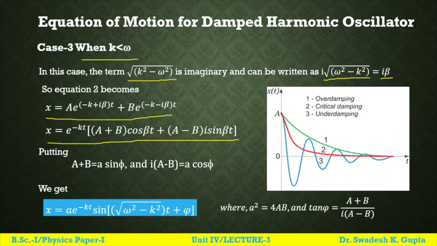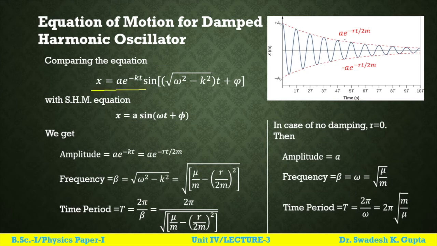Now putting a plus b is equal to A sin phi and i (a minus b) is equal to A cos phi, we will have a final equation in this form. Here A square is equal to 4ab and tan phi is equal to (a plus b) upon i (a minus b).